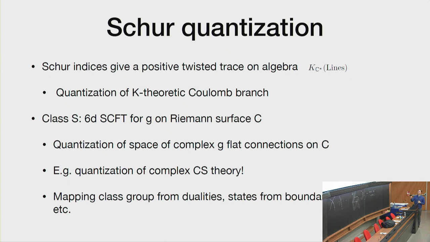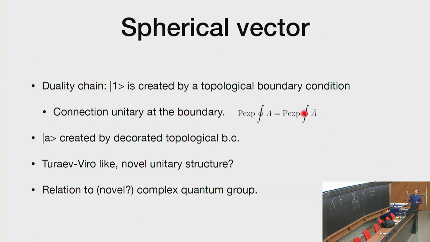The mapping class group will act on the algebra, and so it will act on the Hilbert space unitarily. And also, there is a general technology of wrapping the 6D theory on three-manifolds, which can be used to give you states associated to three-manifolds. So you really get all the ingredients that you want to define a three-dimensional topological field theory. The Hilbert space that you get is equipped with this interesting structure where there is a special state coming from the identity which is intertwined by holomorphic and anti-holomorphic observables.